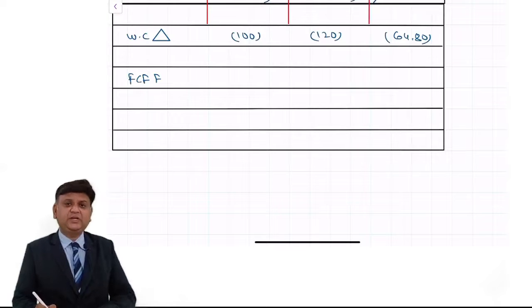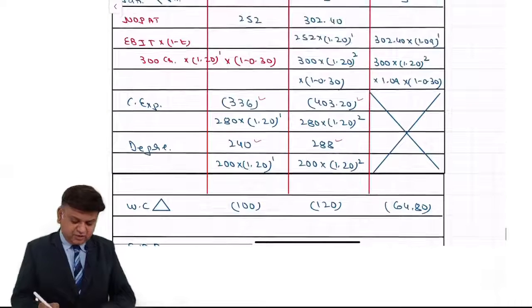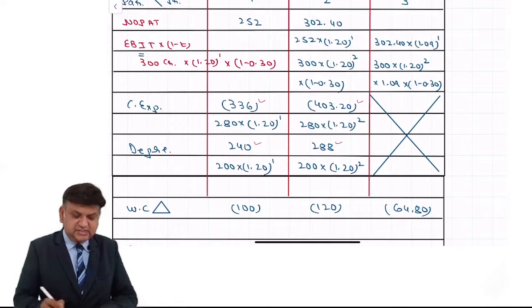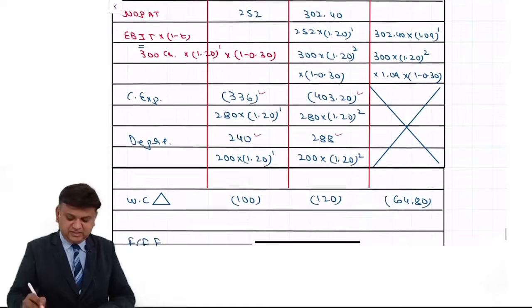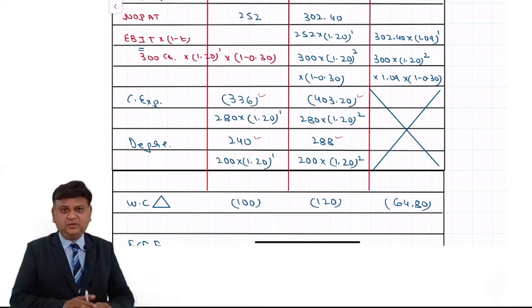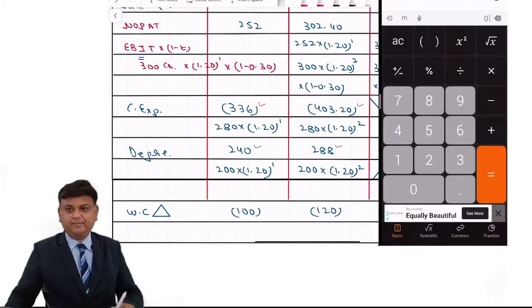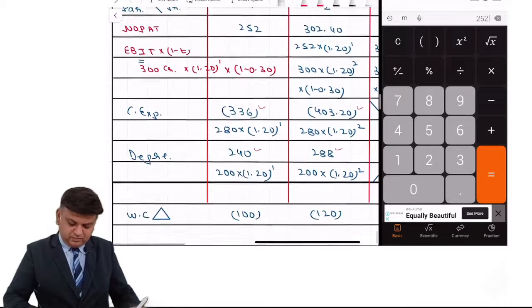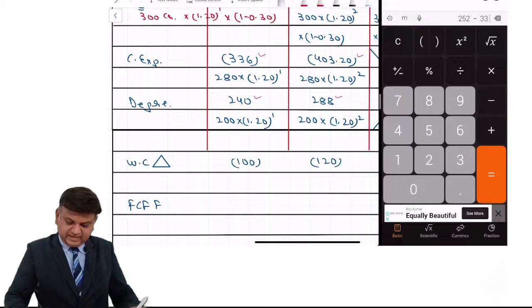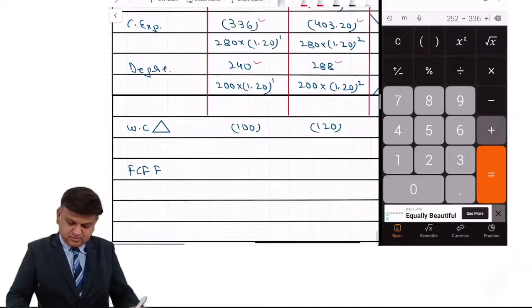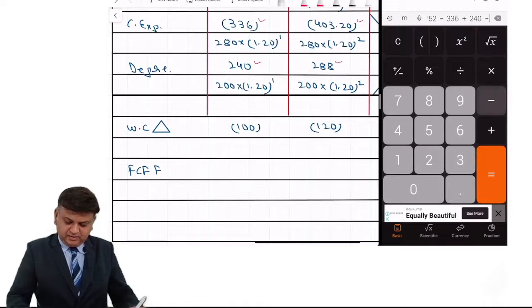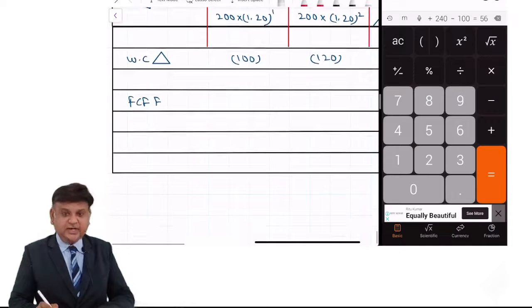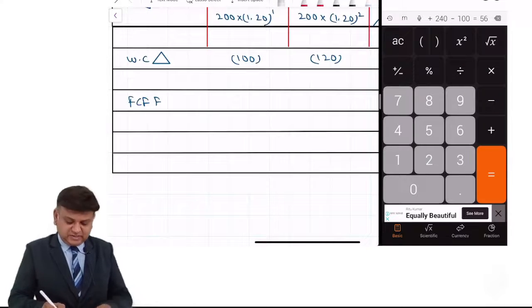See, this is free cash flow for the firm. Why? Because the financial charges are not deducted. That is the reason. So kindly use your calculator. You can understand 252 minus 336 plus 240 minus 100. So the first year free cash flow for the firm would be 56.